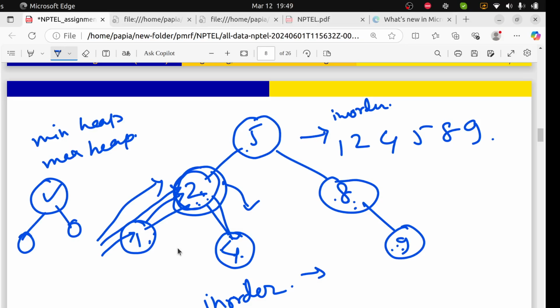But let's say I am having pre-order. For pre-order, what was the condition? There should be some condition mentioned. Otherwise, I can't write any list of numbers in this type of binary tree. There should be some condition. Okay.